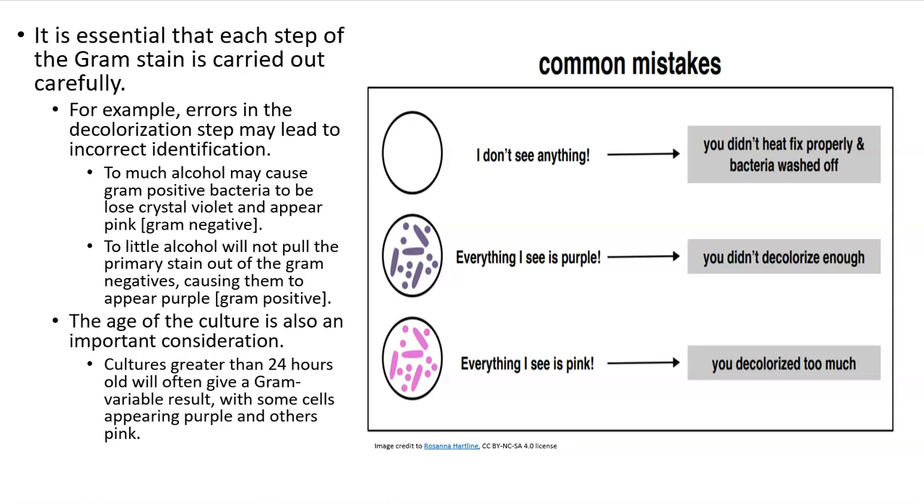A lot of times when we do that, we see something called a gram variable, where you see some cells that are pink and some that are purple, which typically means that some of the gram-positive bacteria had their cell wall still intact, and they were able to continue on as normal with the gram stain and hold on to the crystal violet. Whereas for other gram-positive bacteria, if it was an old culture, their cell walls might have started to break down a little bit, which would inhibit them from holding on to the crystal violet, and then they unfortunately would stain pink in the end when they weren't supposed to. So it is important to work with fresh cultures that are no older than 24 hours.